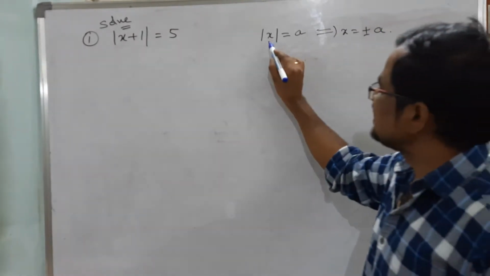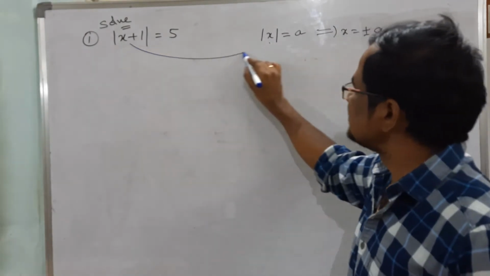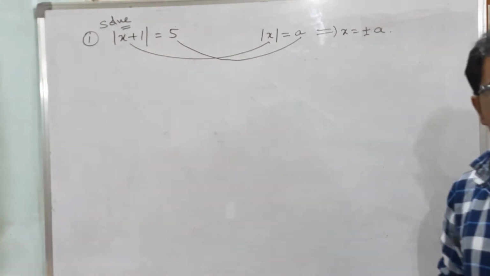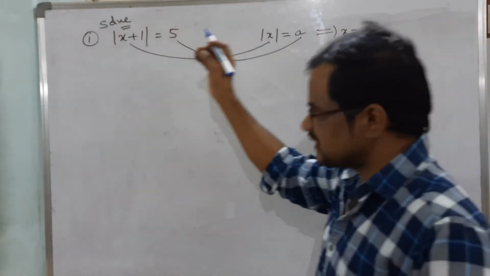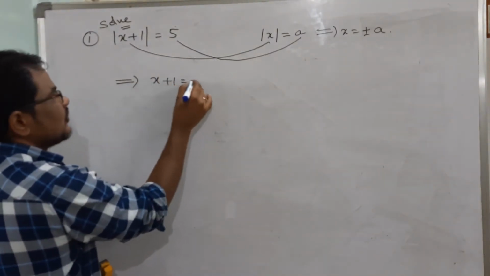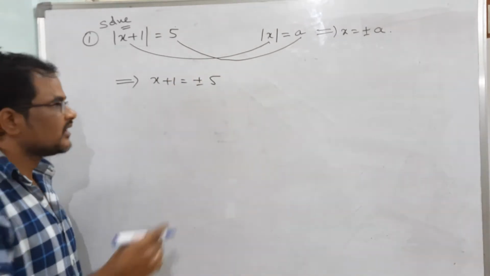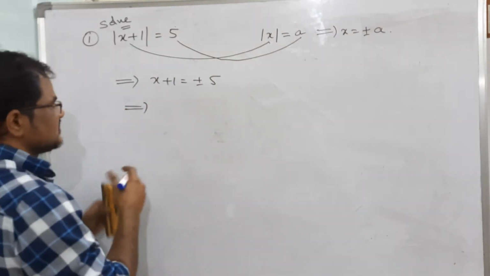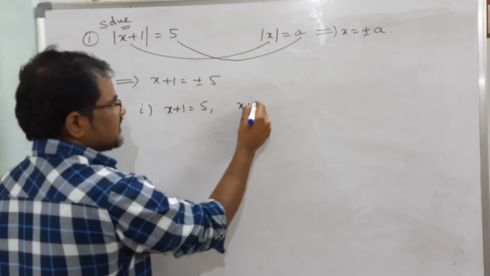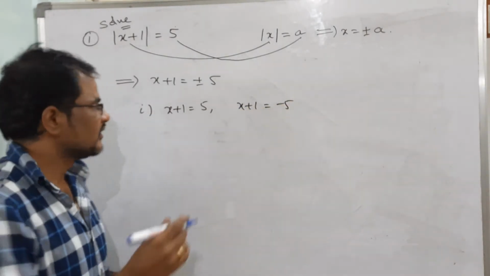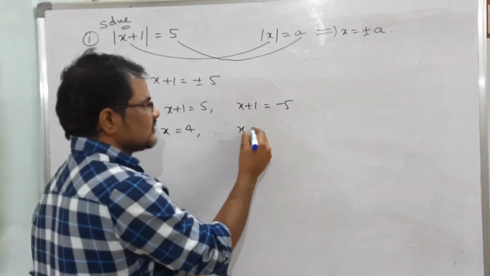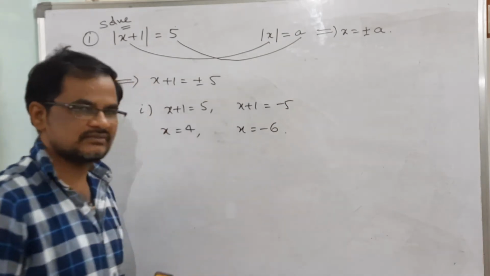So here in place of x what is there? x plus 1 is there. In place of this a what is there? 5 is there. Okay, so the same condition applies here. What you will get? That implies x plus 1 equal to plus or minus 5. That implies there are two cases. One is x plus 1 equal to 5, and x plus 1 equal to minus 5. Now x equal to, if you bring this to the other side, you get 4. And here x equal to minus 6.